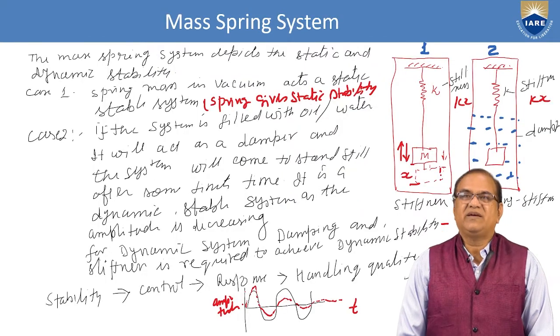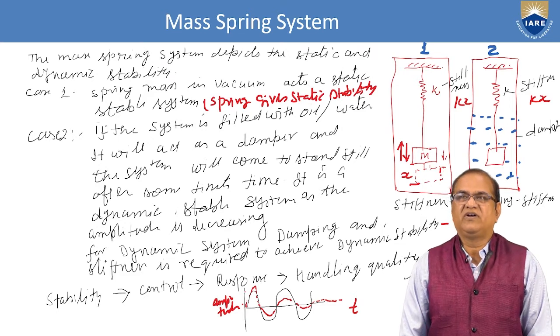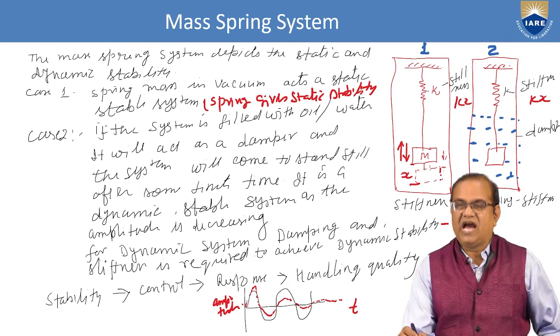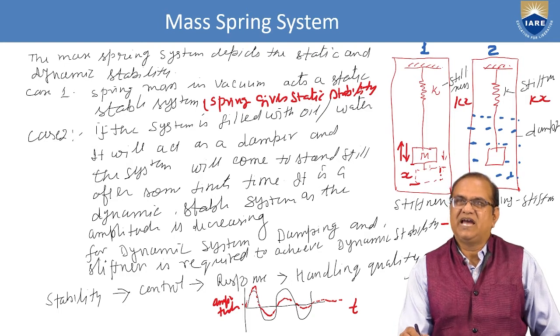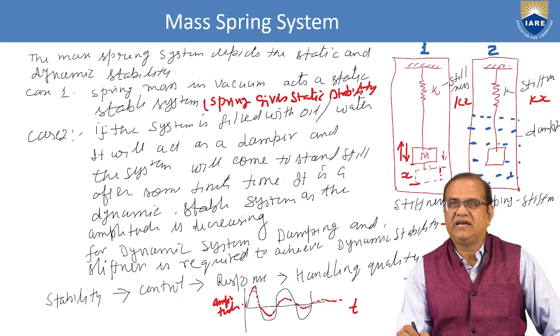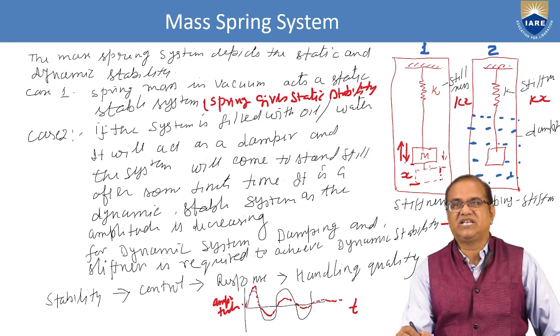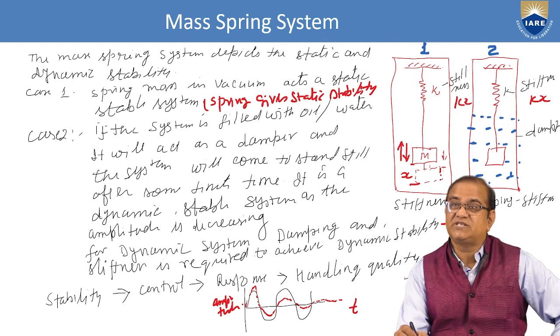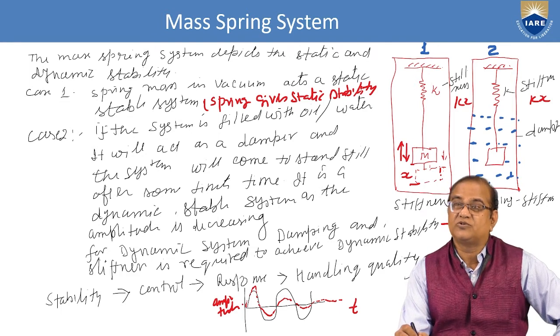Now I am explaining the same thing with the help of a spring mass system, the static stability and the dynamic stability. In case 1, I have shown the spring and the mass here, and here is a vacuum, nothing is here. If you disturb it by this force, this mass will start oscillating, and it will continue oscillating. Once you have given this lift, this spring will pull and again pull down. So this spring gives static stability.